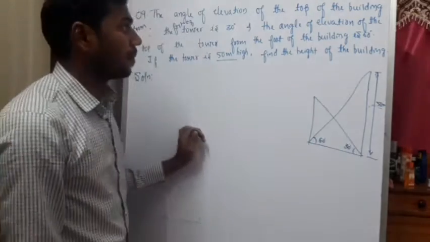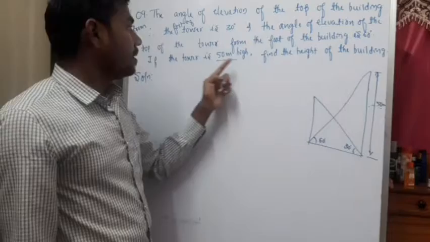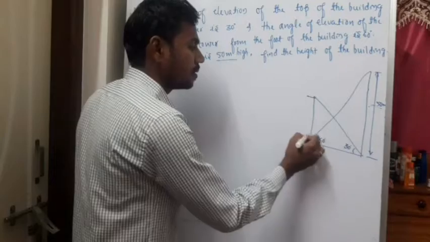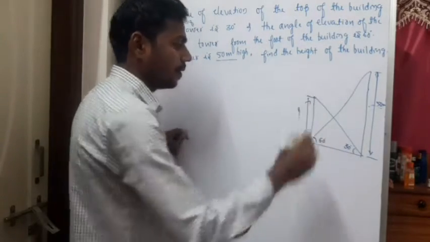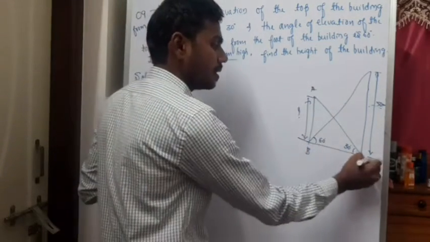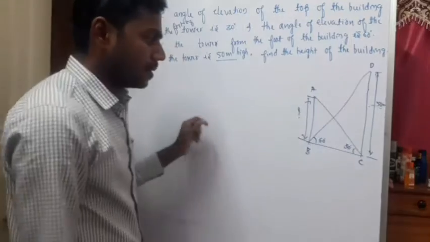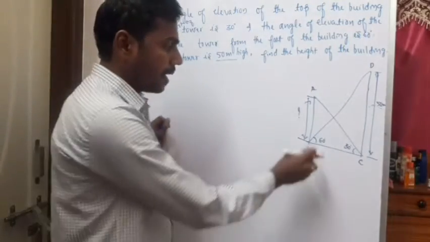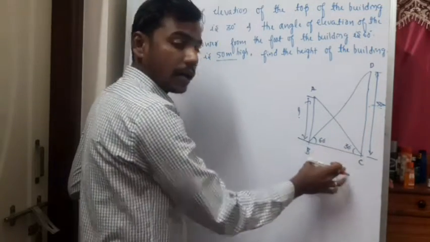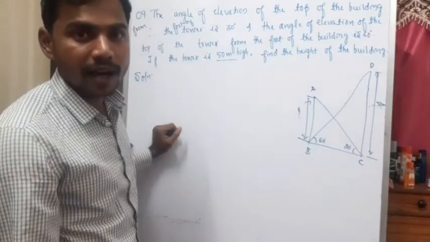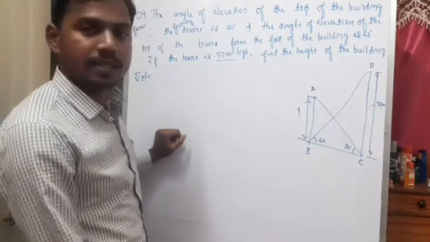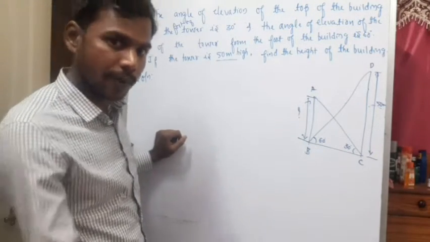Now, if the tower height is 50 meter, then find the height of the building. That we need to calculate. Now, I call this A, this B, this C, and this D. Since BC is common, if I take tan 60, opposite by adjacent, the adjacent is common, so we can eliminate the adjacent. We make use of the tan ratio.